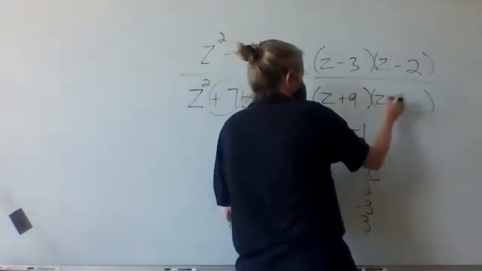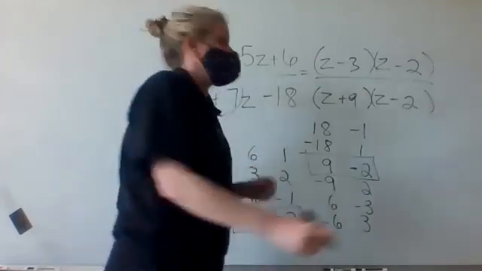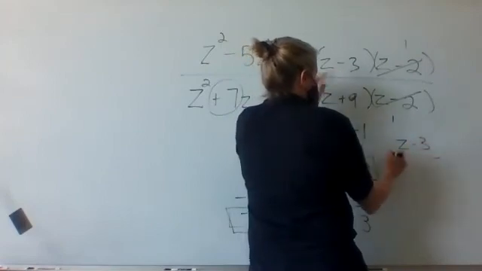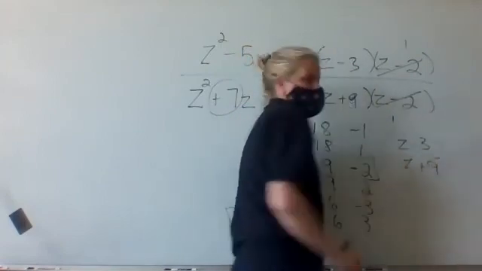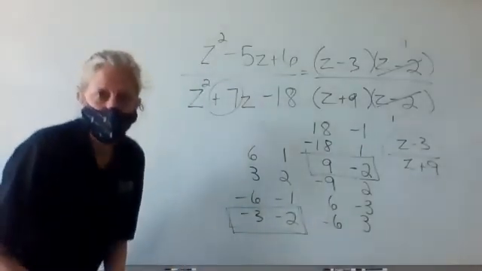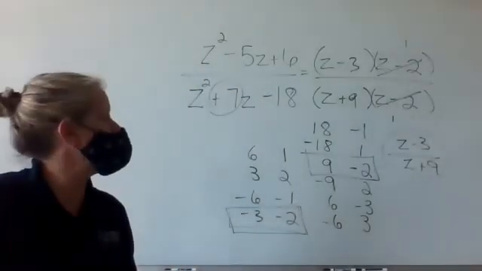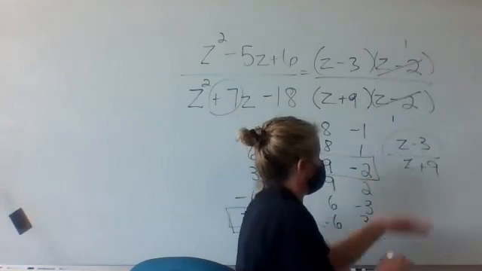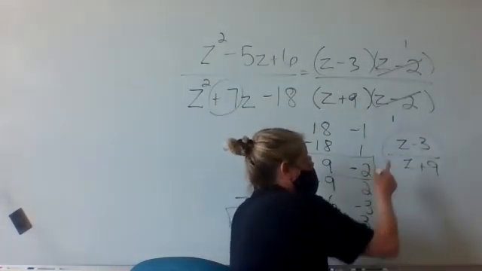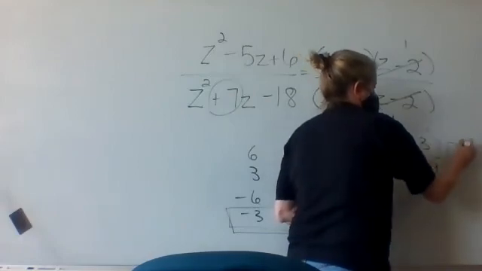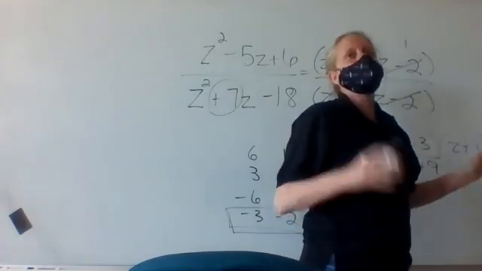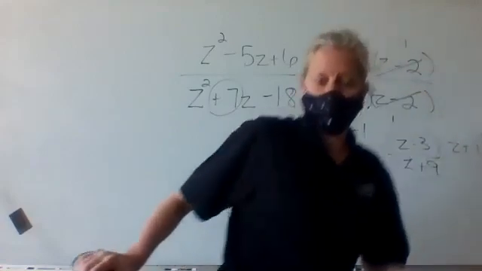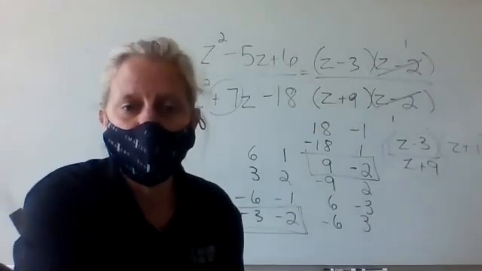So a positive 9 and a negative 2, which means your z minus 2's cancel. You are just left with z minus 3 over z plus 9. You don't need to put them in parentheses if it's just one factor. You would need parentheses if, for instance, there was more than a z minus 3 up there, like if there was also a z plus 1 left. All right, I will see y'all Wednesday.